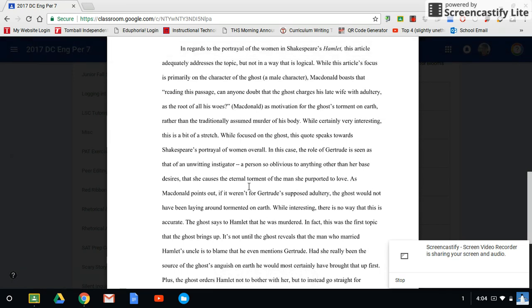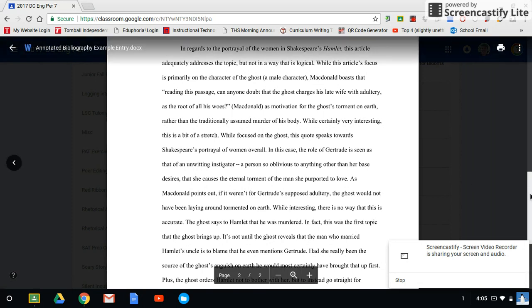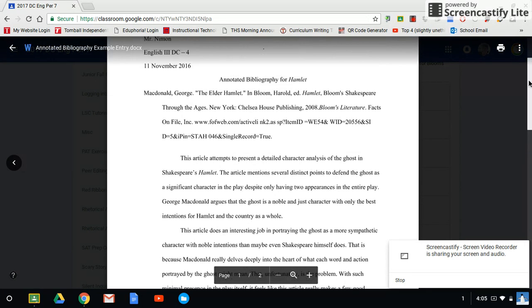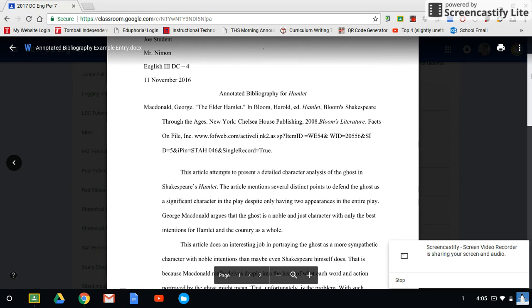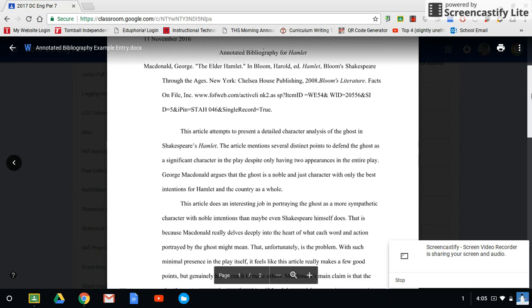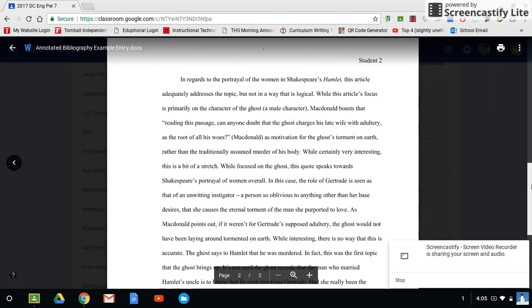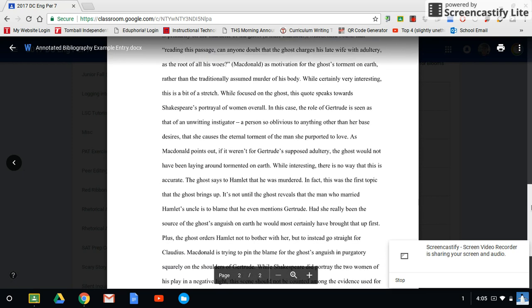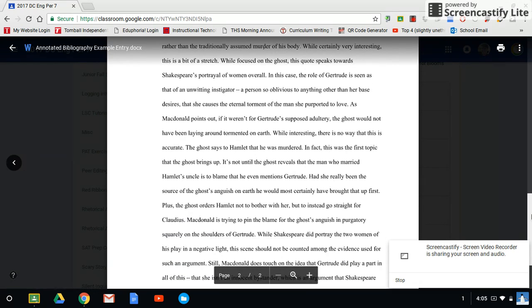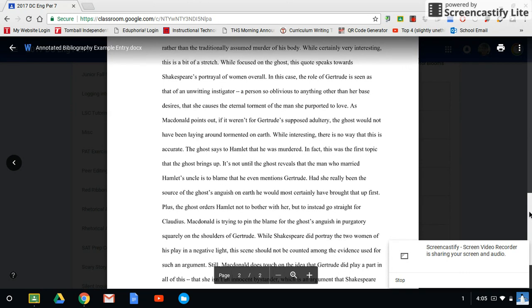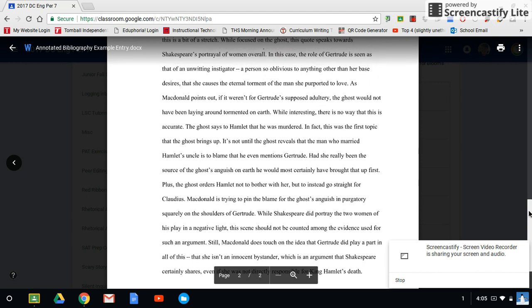Now, I don't do that here in this example because this particular entry is just focused on this article. But when I put it in my research paper, I'm certainly going to argue against what this guy is saying. And that's perfectly fine. So he's saying the ghost blames Gertrude. And I'm like, no, he doesn't. He blames Claudius. So that's kind of where I'm coming from.